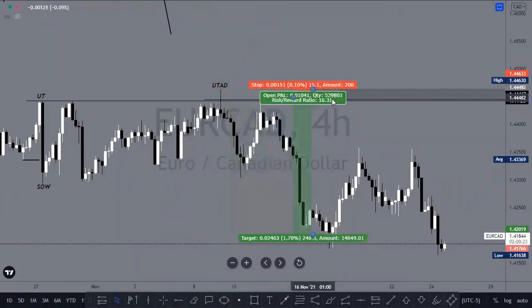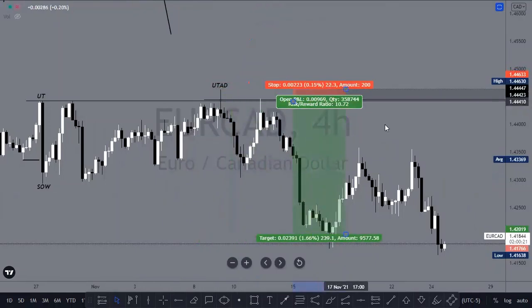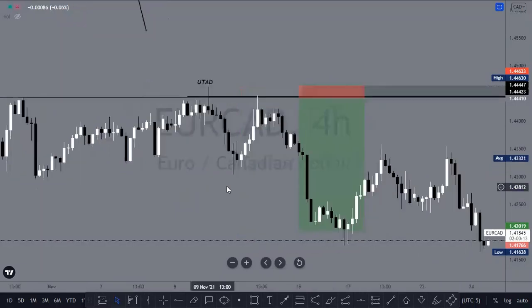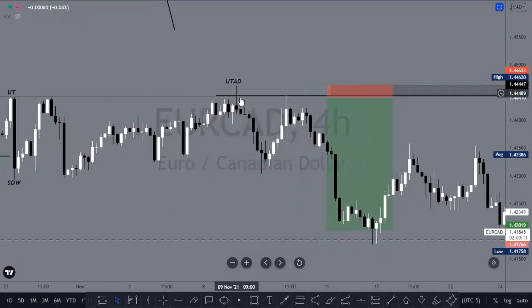Let me try to move this or just leave it here. So what I did here, if there is no order block, what you need to do is take the 50% of the wick. You measure the 50%, then you take your trade at the 50%. See what happened here. The market did exactly what I'm talking about.